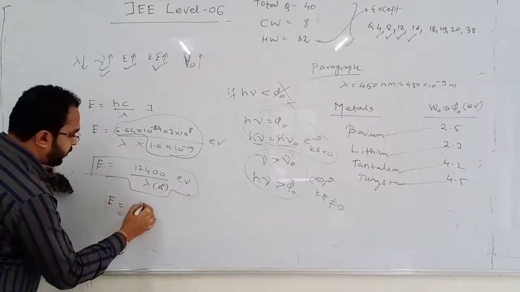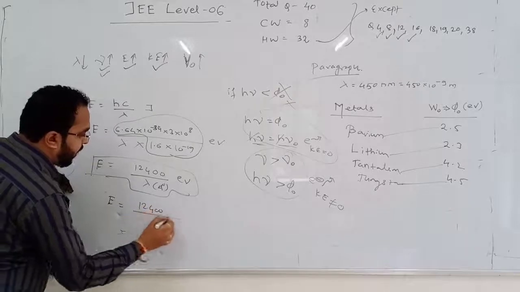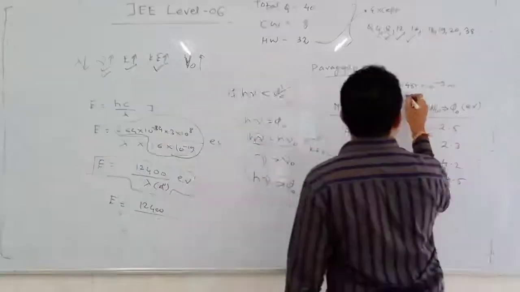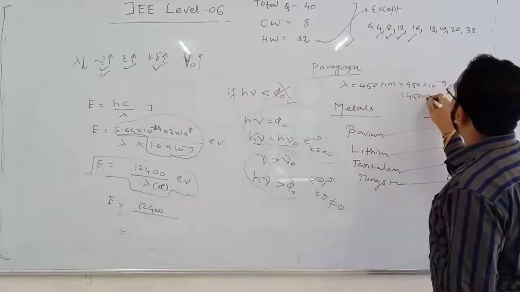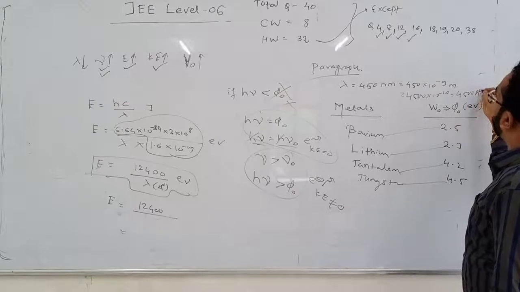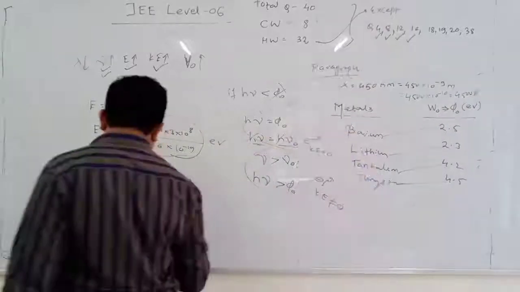So energy is equal to 12400 upon lambda. Lambda should be in angstroms, so convert it into angstroms. It will be 4500 into 10 raised to power minus 10. That means 4500 angstrom. So divide it by 4500.